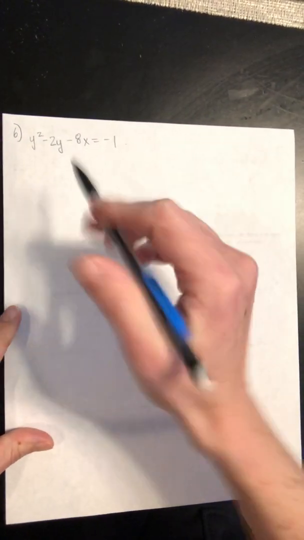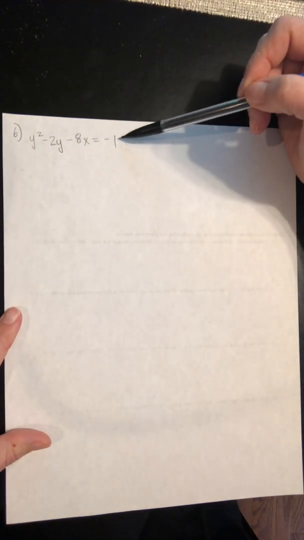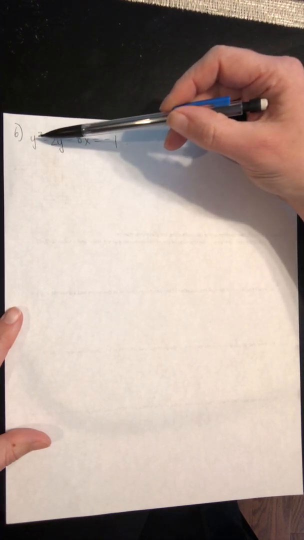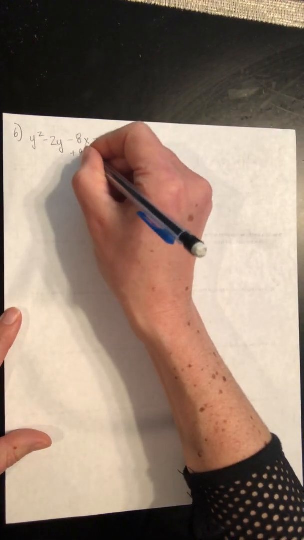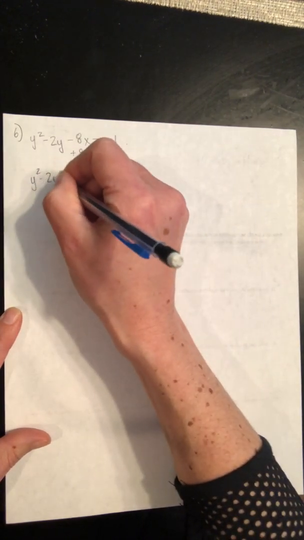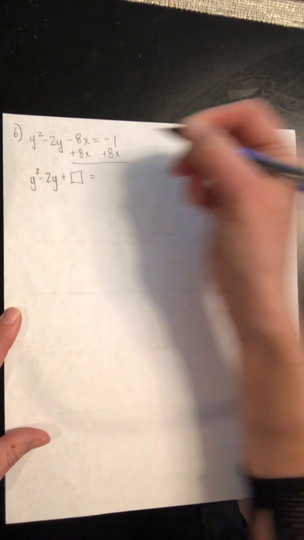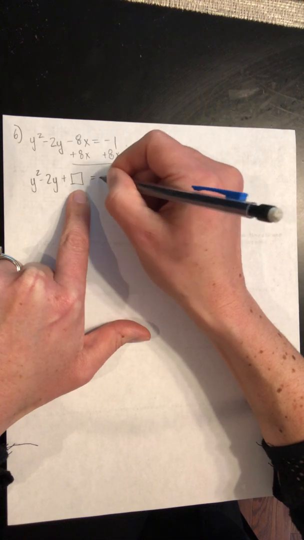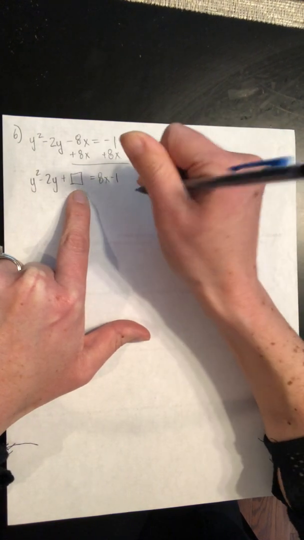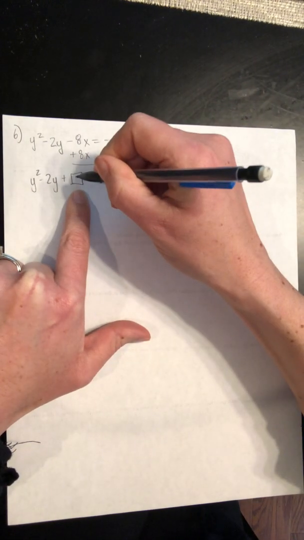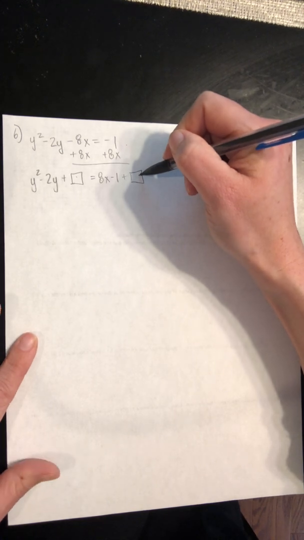So now, if you take a look at this, we want to isolate the squared term, right? So this has a y squared, so I'm going to add the 8x to the other side. Then there's going to be some value that's going to complete the square on that side for me. Then I have 8x minus 1, right? And I'm going to have to balance the equation. So when I complete the square here, I've got to add the same constant to that side, all right?